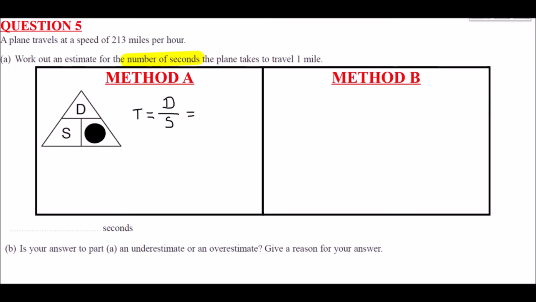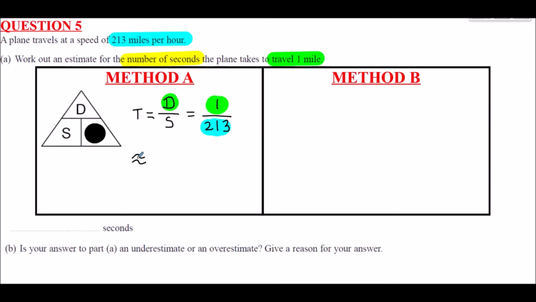The distance is 1 mile, so we put this one in. And the speed, we're told, is 213 miles per hour. Not the easiest number to work with. 213 is a speed, but that's really awkward. But this is where the estimation comes in. It says estimate, so we're allowed to round these numbers if we need.